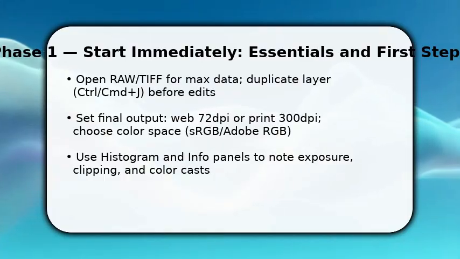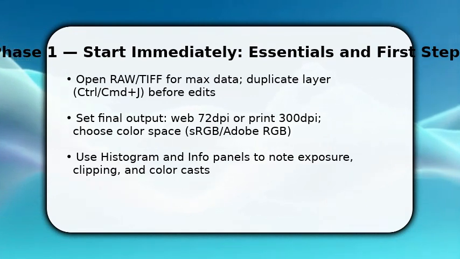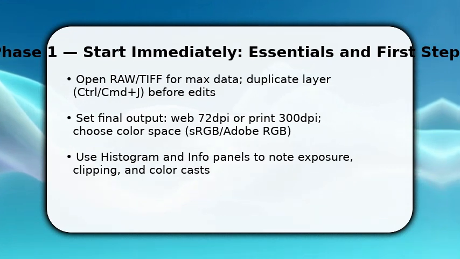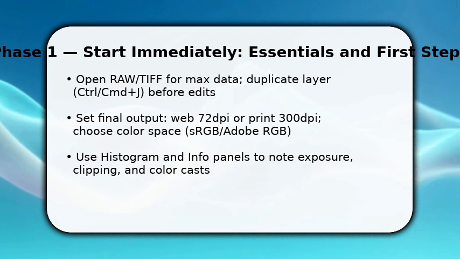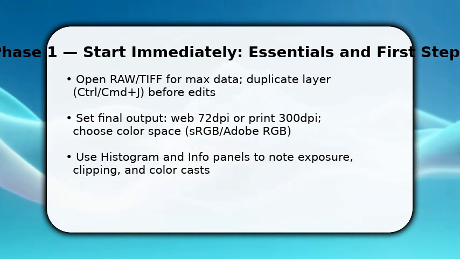You open the highest quality file you have, then duplicate the background layer so you always keep an unedited original. Next, decide output intent, web at 72 dpi or print at 300 dpi, because that guides color space and sharpening.